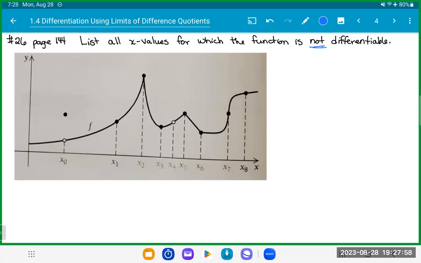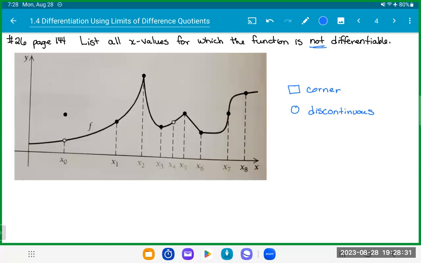Okay. So for this problem, I'm going to put a box around things that are like a corner, and we'll circle the things that are discontinuous. So I'll put a box on the numbers at the bottom where something's a corner, and then a circle around things that are discontinuous. Those will get at the things that are not differentiable.